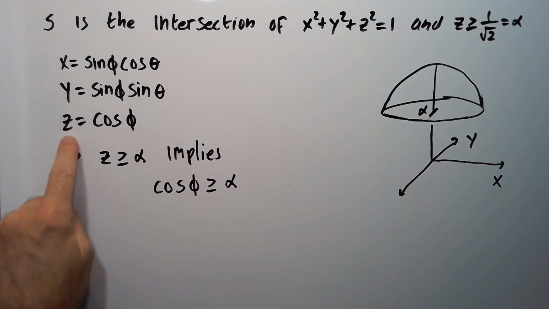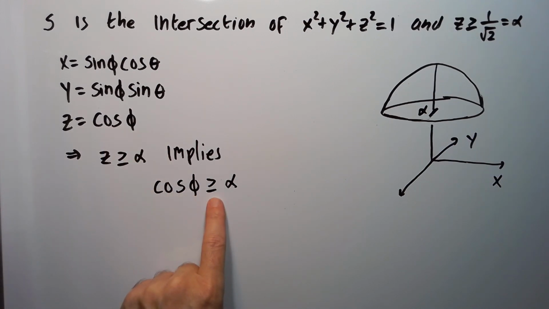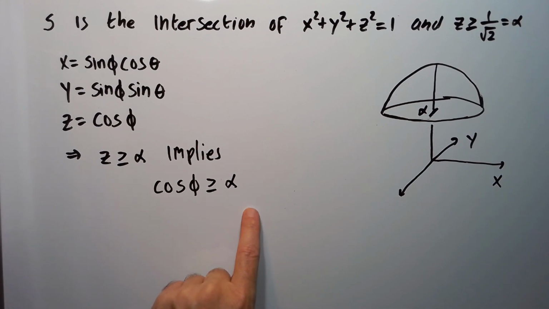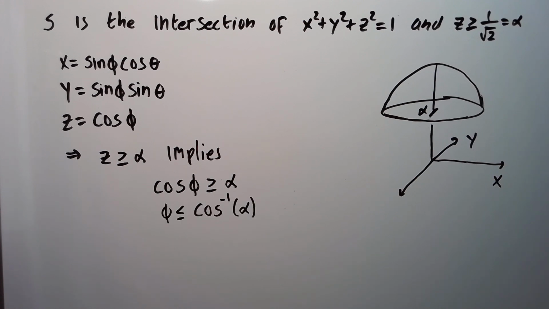But z is also equal to cosine phi, so that implies the cosine of phi is greater than or equal to alpha. Then I took cosine inverse on both sides. That's where what I wrote next was kind of misleading. So this is what I should write. So I should have written this. So the inequality should have flipped here.